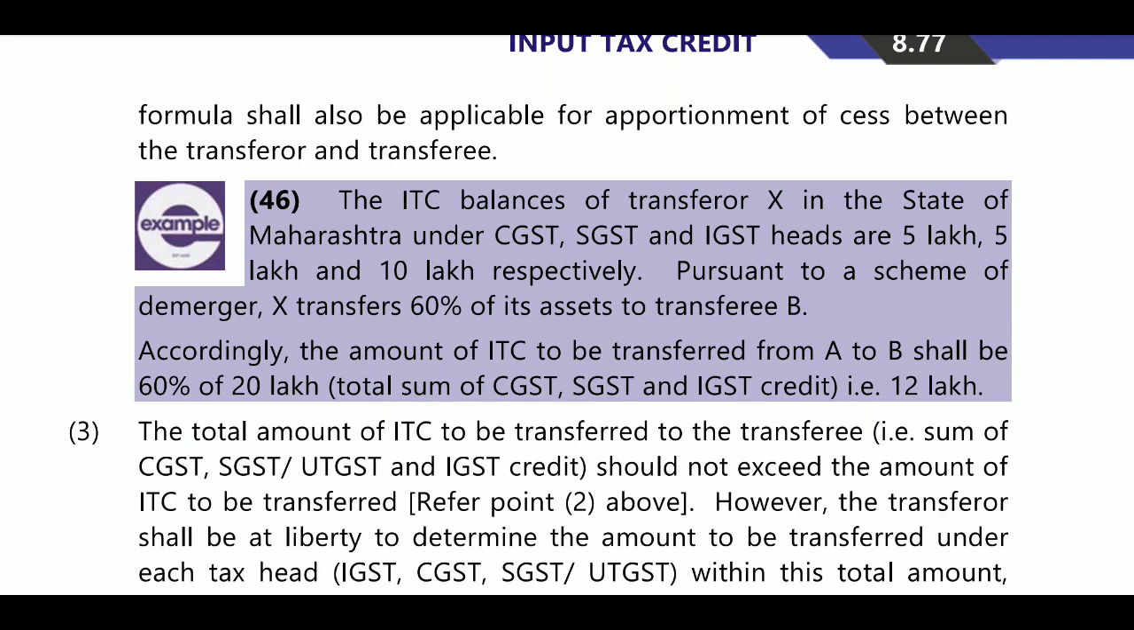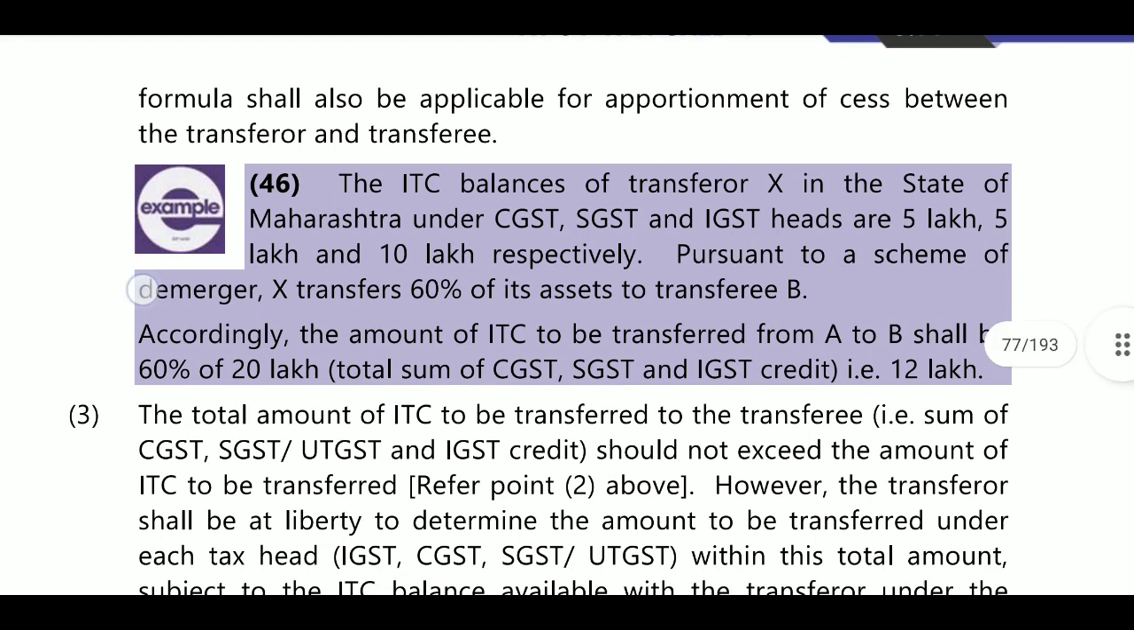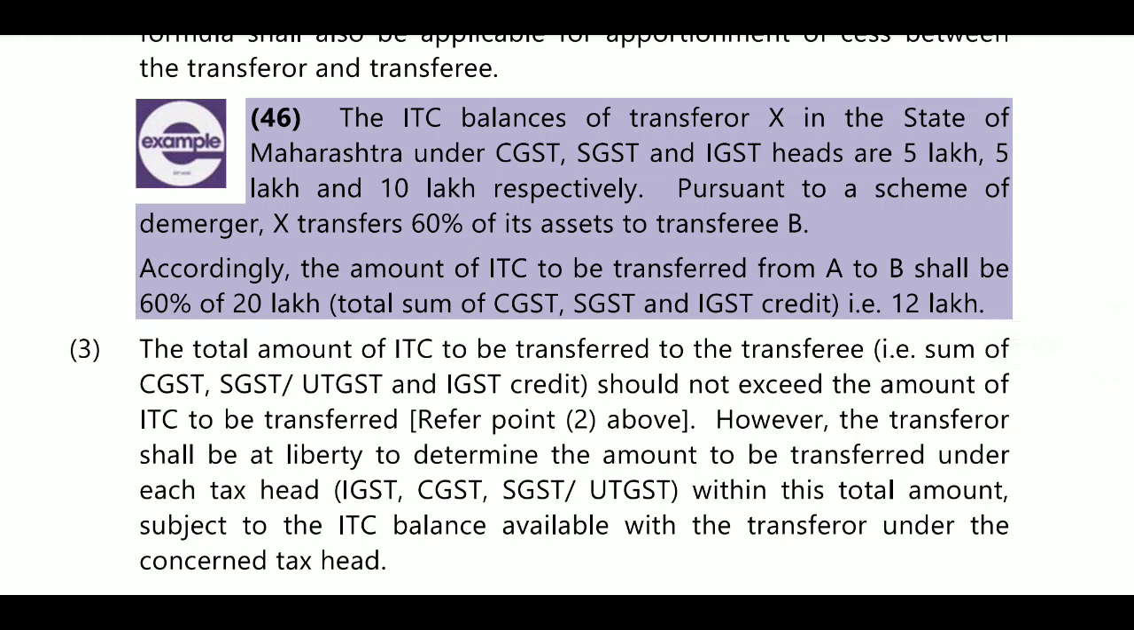Pursuant to a scheme of demerger, X transfers 60% of its assets to transferee B. So 5 lakhs CGST, 5 lakhs SGST, 10 lakhs IGST, total ITC will be 20 lakhs. Out of 20 lakhs, he has transferred 60%. So 20 lakhs into 60%, that is 12 lakhs, was transferred. You can show it under one head, no problem.